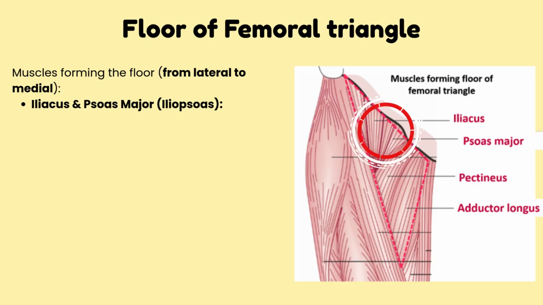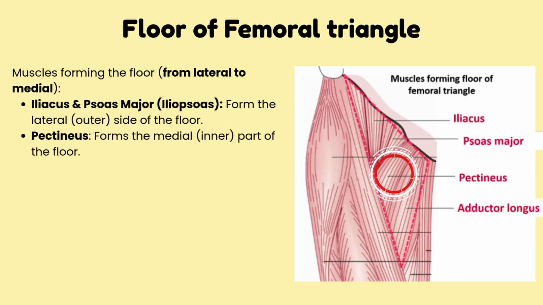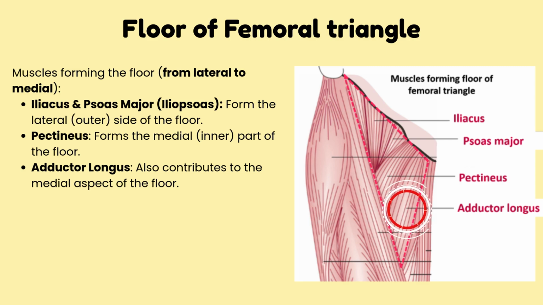These muscles forming the floor, from lateral to medial, are described as iliacus and psoas major, collectively called iliopsoas. These form the lateral, outer, side of the floor. Pectineus. It forms the medial, inner, part of the floor. Adductor longus. It also contributes to the medial aspect of the floor.